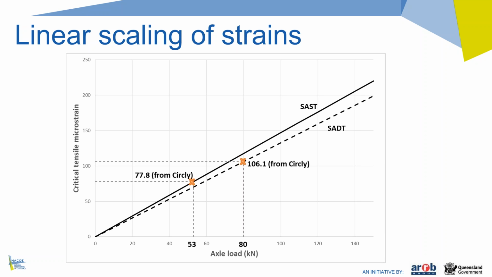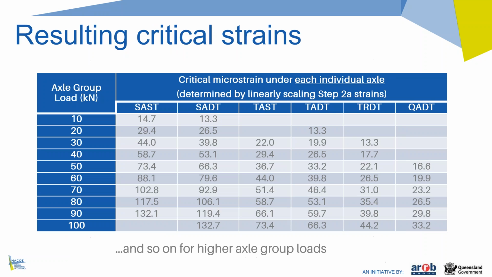So that's why we only need to calculate the strains in CIRCLY under those two axles at one load level each. We can then use the spreadsheet to calculate the strains under all other combinations of axle load. So the result from that process is a table looking something like this, which shows the critical microstrain for each combination of axle group type and load level.